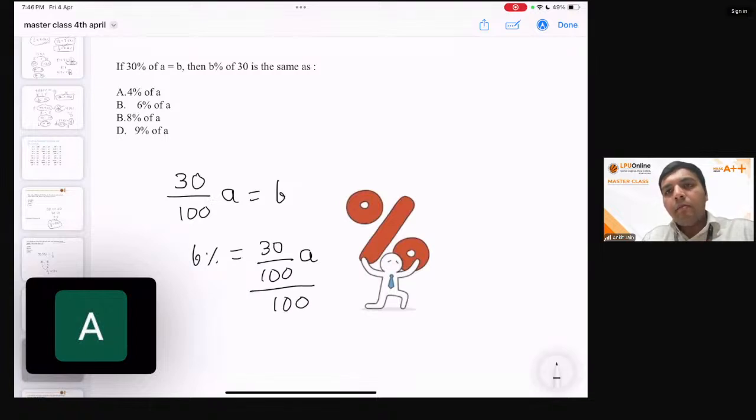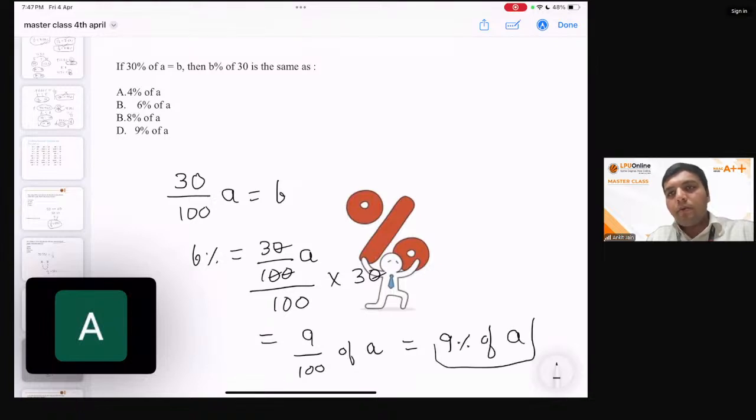when you divide any number by 100, it becomes percent. So B percent is this. So B percent of 30, you have to find this only. So for this, what we do, this 0, 0 cancel, 0, 0 cancel. This gives you 9 by 100, 9 by 100 of A. 9 by 100 is 9%. 9% of A. Answer is D option.